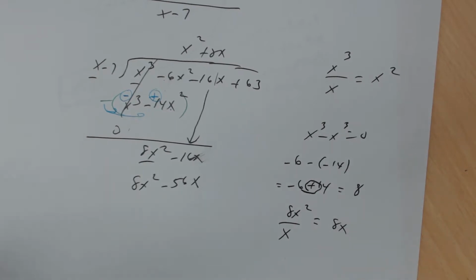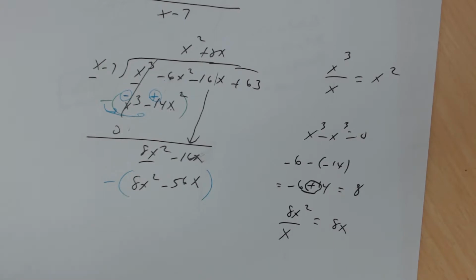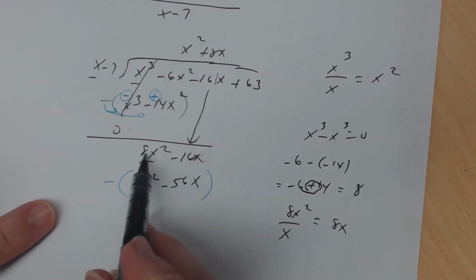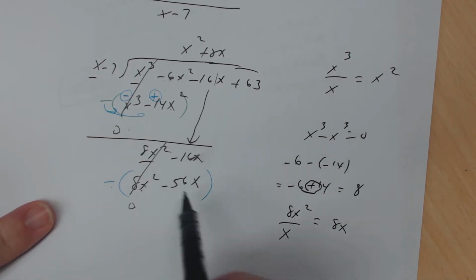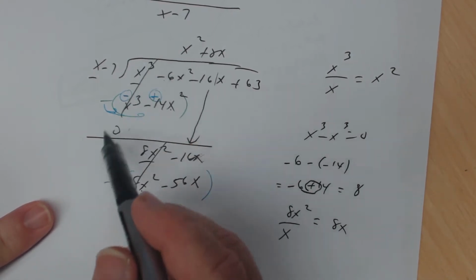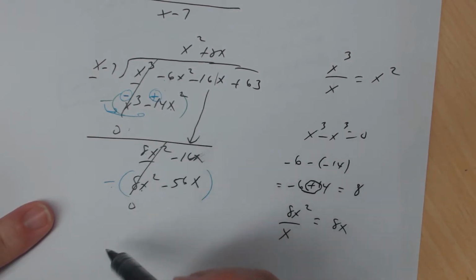Okay? And now you're going to subtract. You're saying 8 subtract 8. So 8x squared subtract 8x squared, that's 0. Remember how, see how when you do this, that first column in each group cancels out?